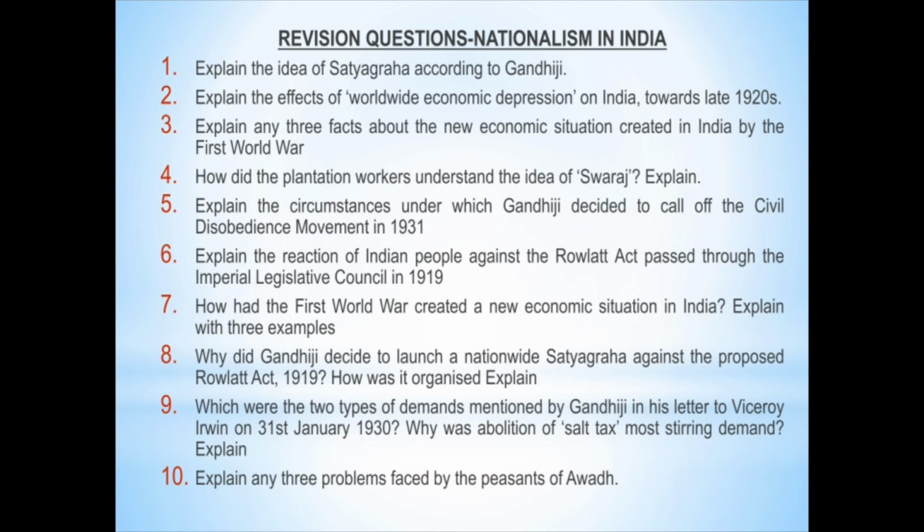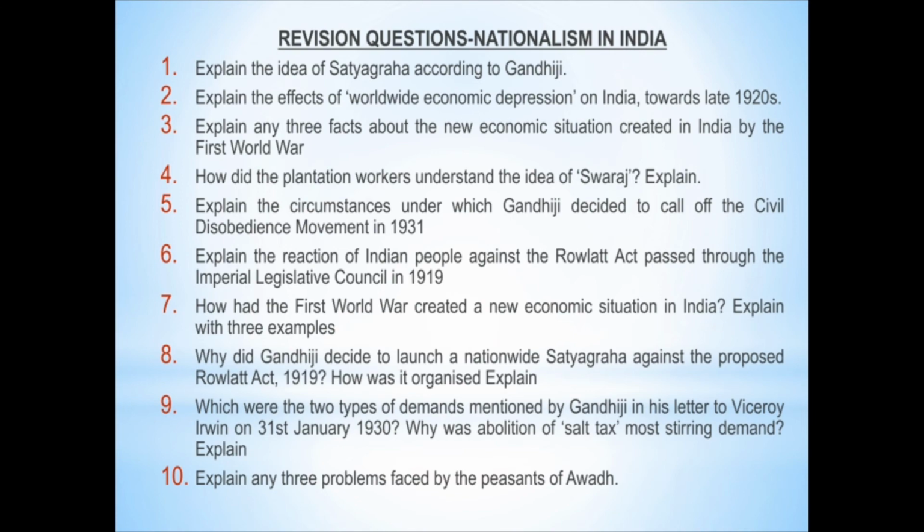Which were the 2 types of demands mentioned by Gandhiji in his letter to Viceroy Irwin on 31st January 1930? Why was the abolition of salt tax the most stirring demand? Explain. Explain any 3 problems faced by the peasants of Oudh.